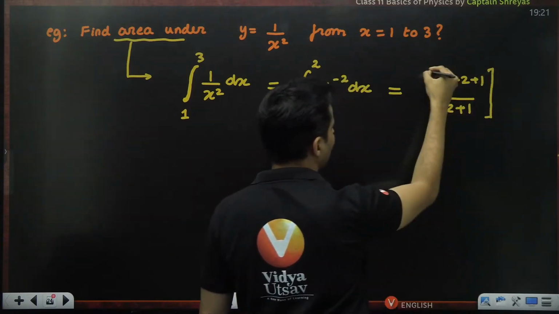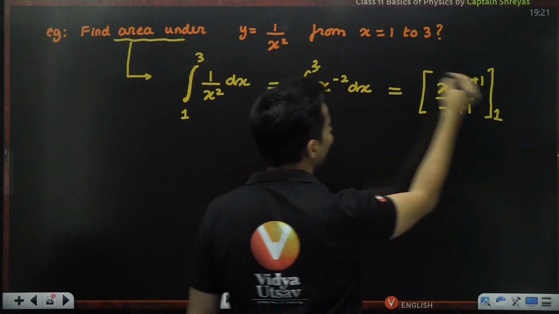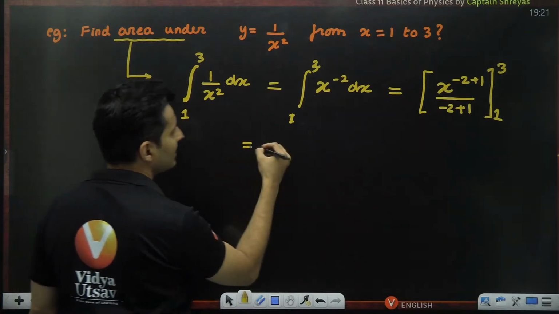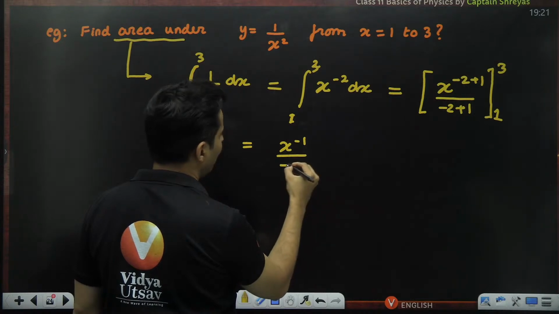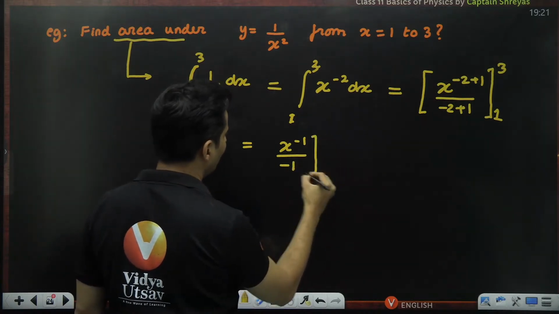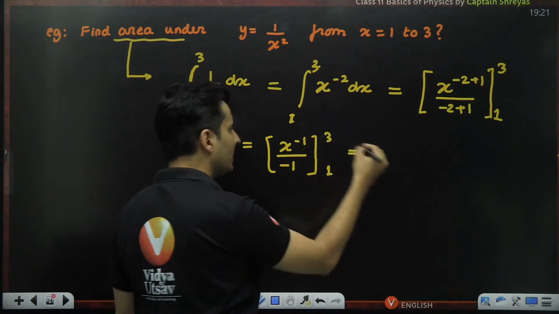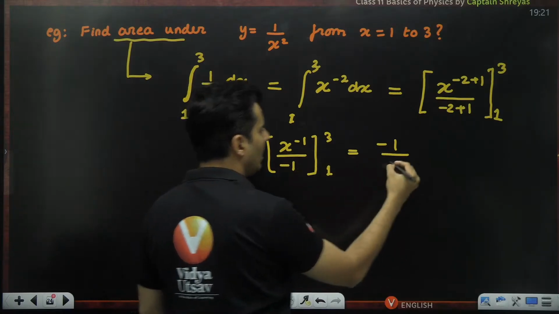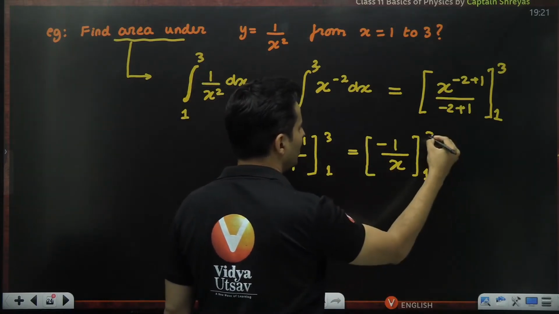Do not forget the limits. So this is 1. Oh, sorry, why did it become 2? This was 3, right? Yeah, 1, 2, 3. Okay, sir. So what is this? x raised to minus 1 by minus 1, the whole thing from 1 to 3. I can also write the minus 1 on the top. It's the same thing, negative sign upon x. Minus 1 by x, and this is 1 to 3.